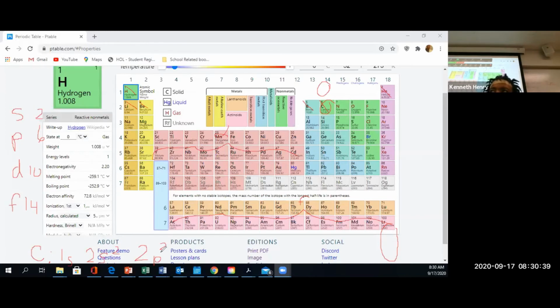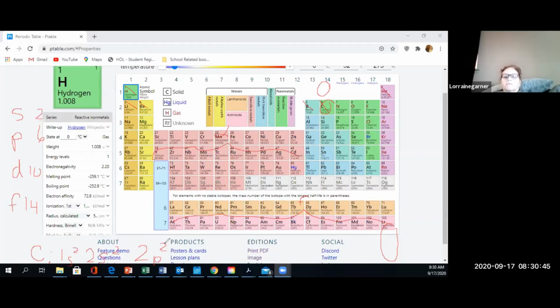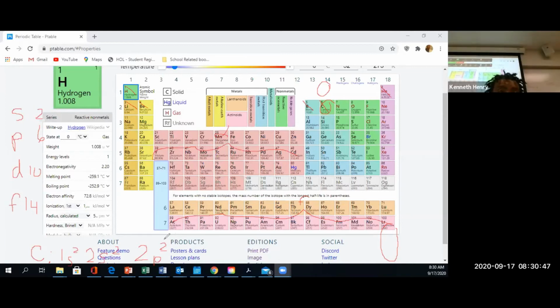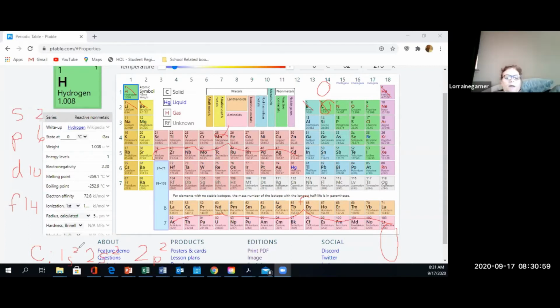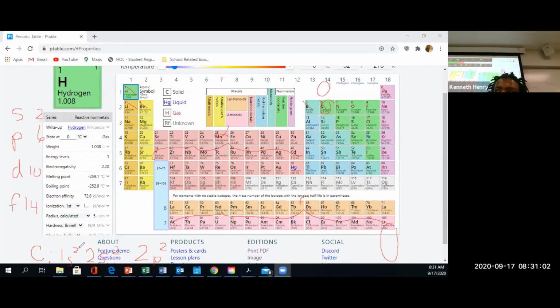How many electrons does carbon have? 6. Okay. So if we count those exponents, those superscripts, it's 2, 4, 6. Do you see that? 1s, 2s, 2p. That's right.